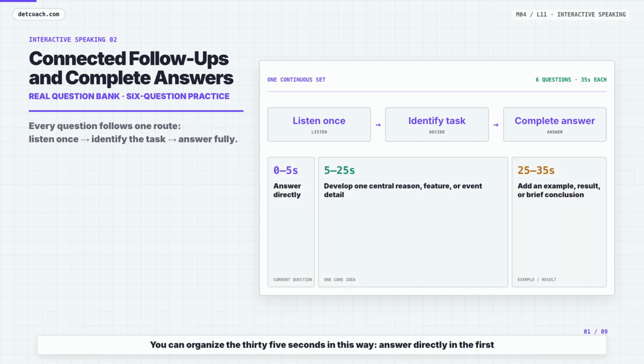You can organize the 35 seconds in this way. Answer directly in the first 5 seconds. Develop one central content point over the next 20 seconds, and use the final 10 seconds for an example, result, or brief conclusion. This is only a suggested structure, so you do not need to time every sentence precisely.